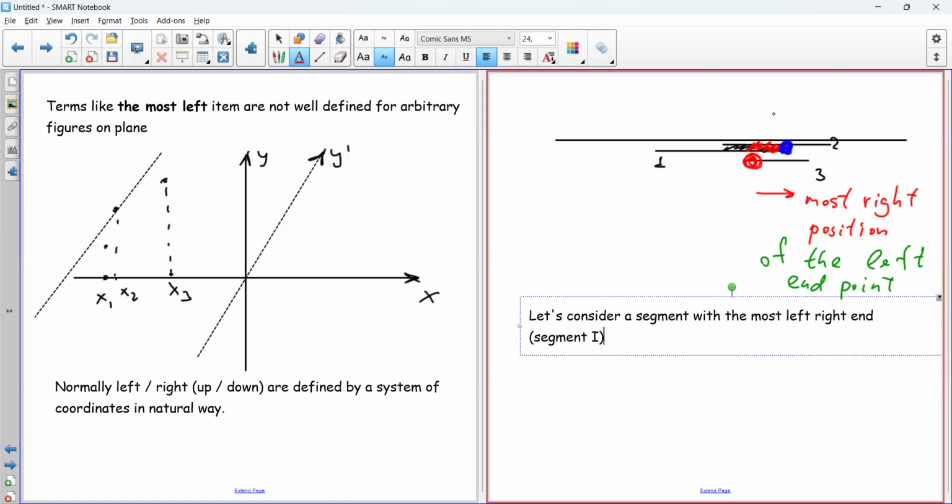Segment S1, and a segment with the most right left end, segment S2. Here, it's also quite important what I write, that it's segment S1, segment S2, because of complicated situations.